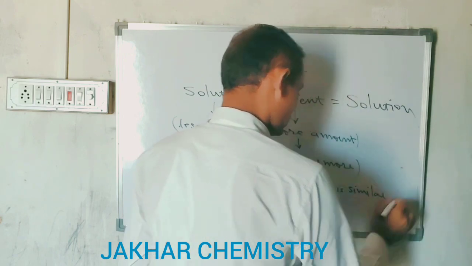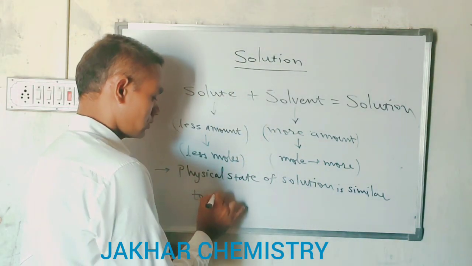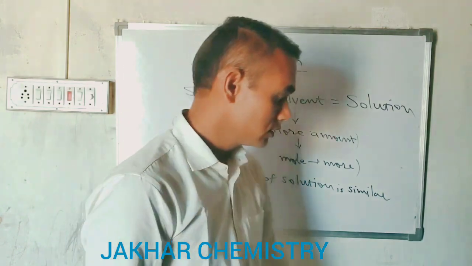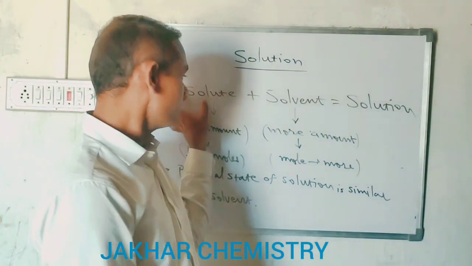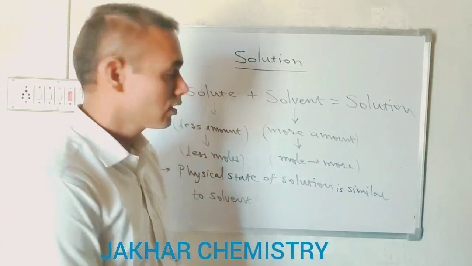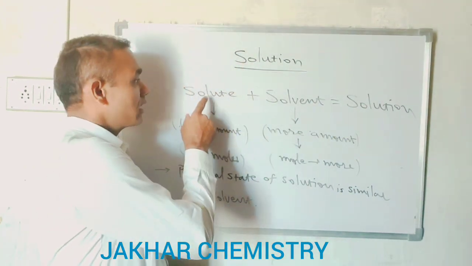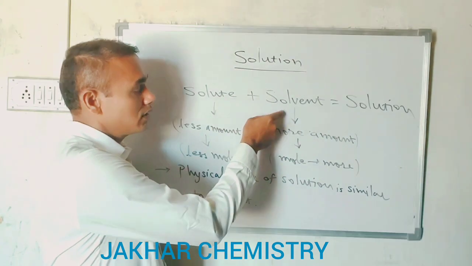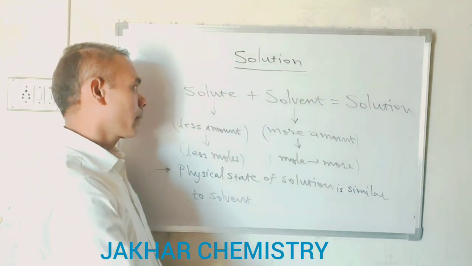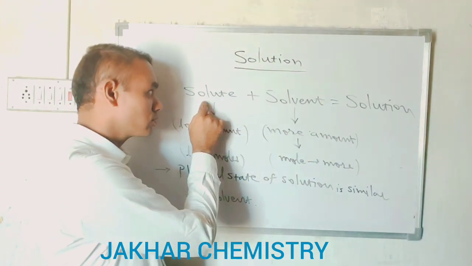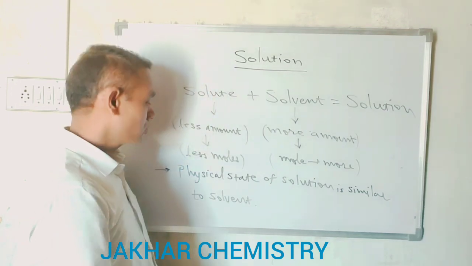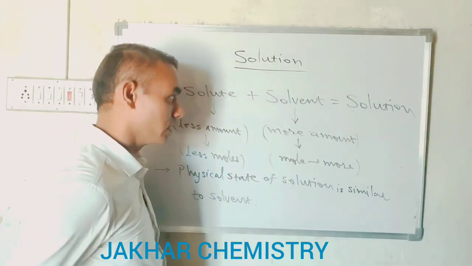Similar to solvent. What is the meaning of this? If we are having a solid solute and liquid solvent, then we are getting a liquid solution. Similarly, if you are having a liquid solute and solid solvent, then the physical state of the solution will be solid. If you are having a gas solute and liquid solvent, then the solution will be liquid. So we can determine it in this way.